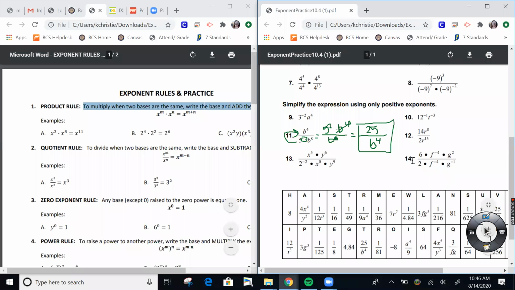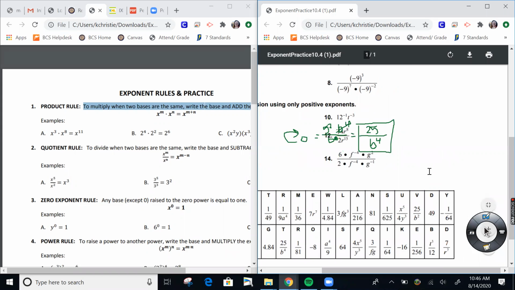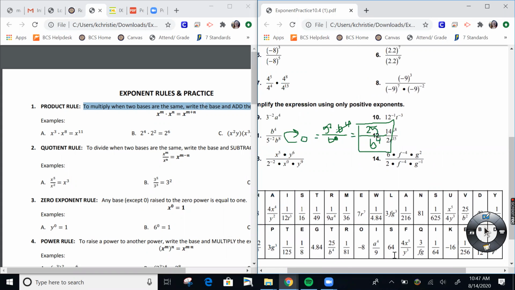So let's look for that down here. We've got 25 over b to the 4th. Sorry, not b to the second. Let's see. B to the 4th, that's that t down there. So again, we found it, we're circling it, and that's part of our third word in the bottom.